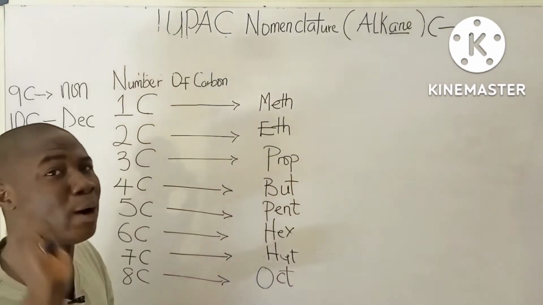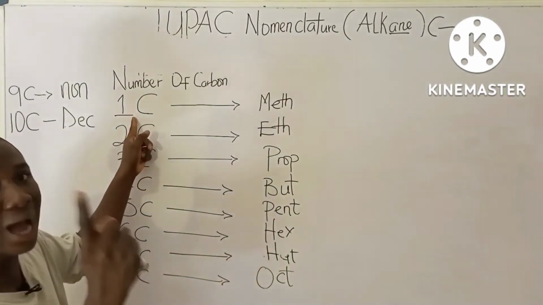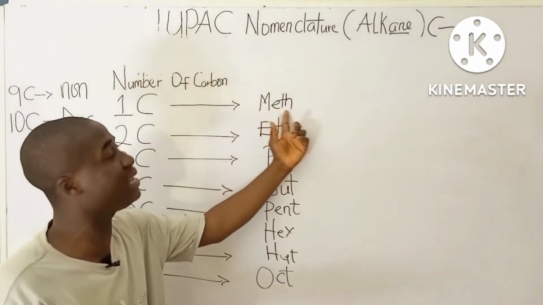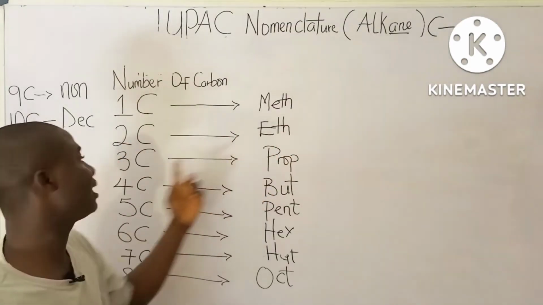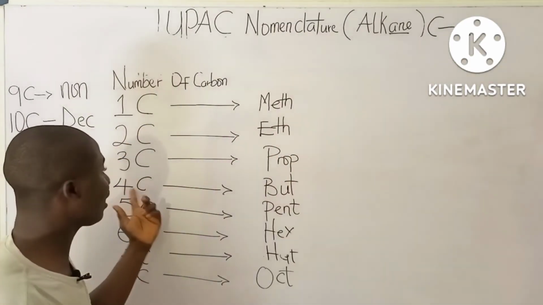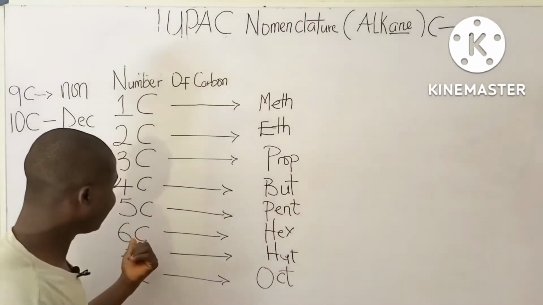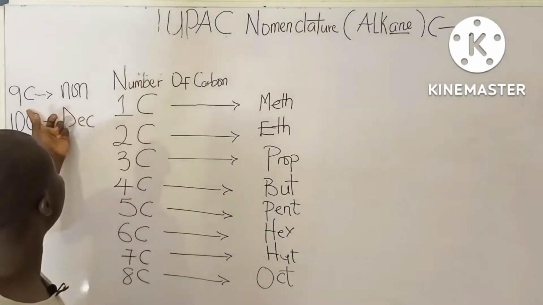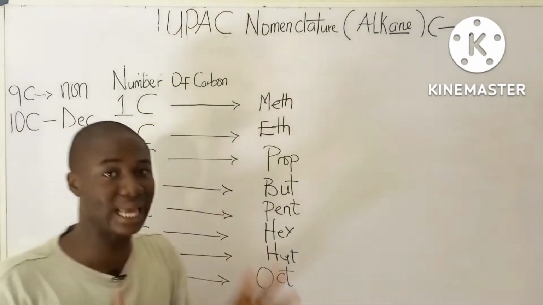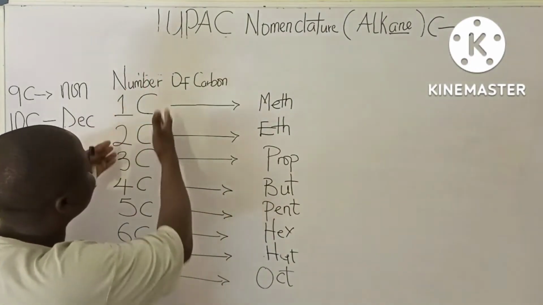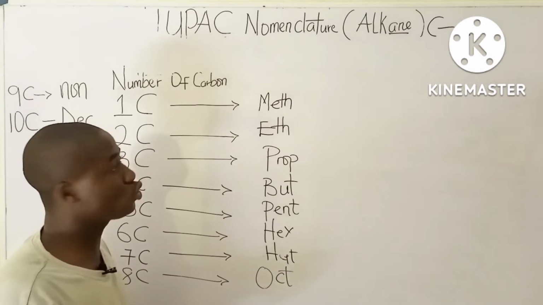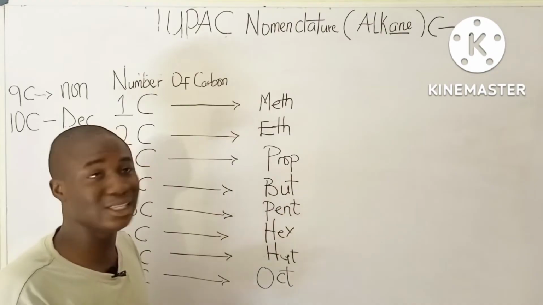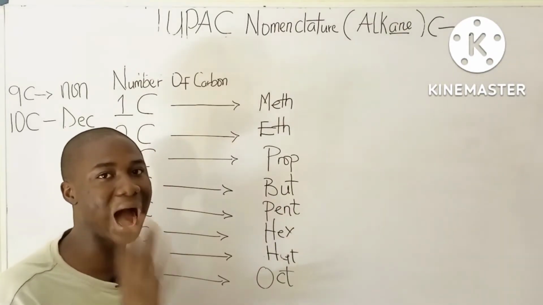So before we start with the rules for naming organic compounds, it must be noted that whenever a particular compound that is organic contains one carbon, we simply call the parent name meth. If it is 2 carbons, eth; 3 carbons, prop; 4 carbons, but; 5 carbons, pent; 6 carbons, hex; 7 carbons, hept; 8 carbons, oct; 9 carbons, non; and 10 carbons, dec. So all of these important points must be noted. So let's quickly move over to the rules for naming organic compounds. And in today's lesson, we'll be focusing on alkanes.